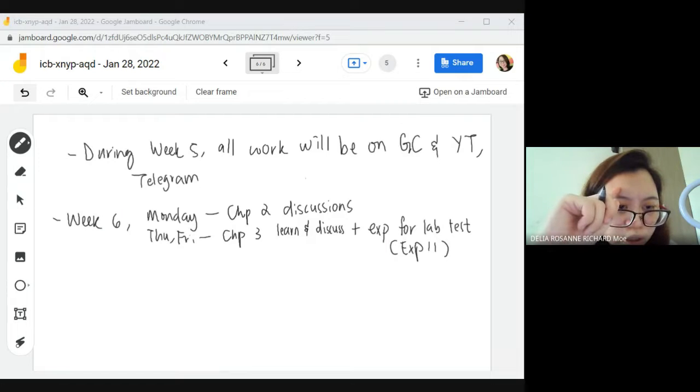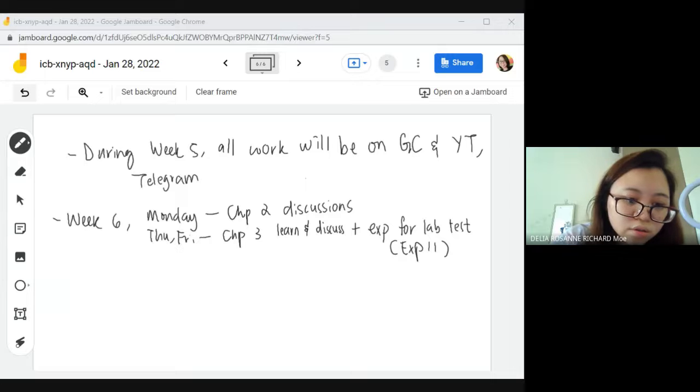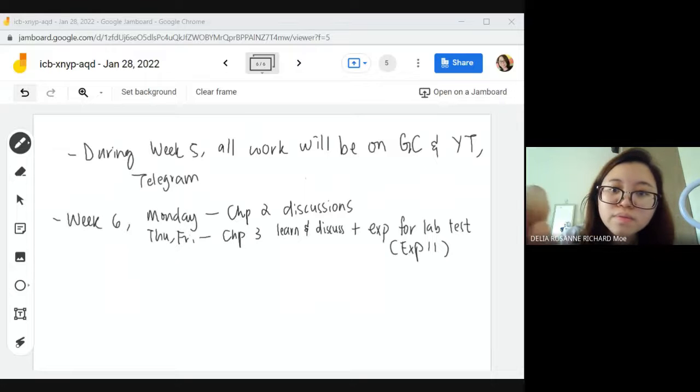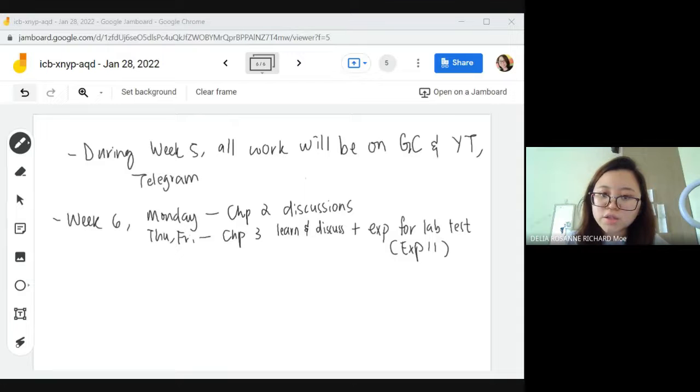Where did I put the thing? Oh no, where did I put the thing? That is not the thing. Let me find the thing. I'm looking for the deadlines for the assignment. So, kalau kamu ada soalan, kamu tanya.